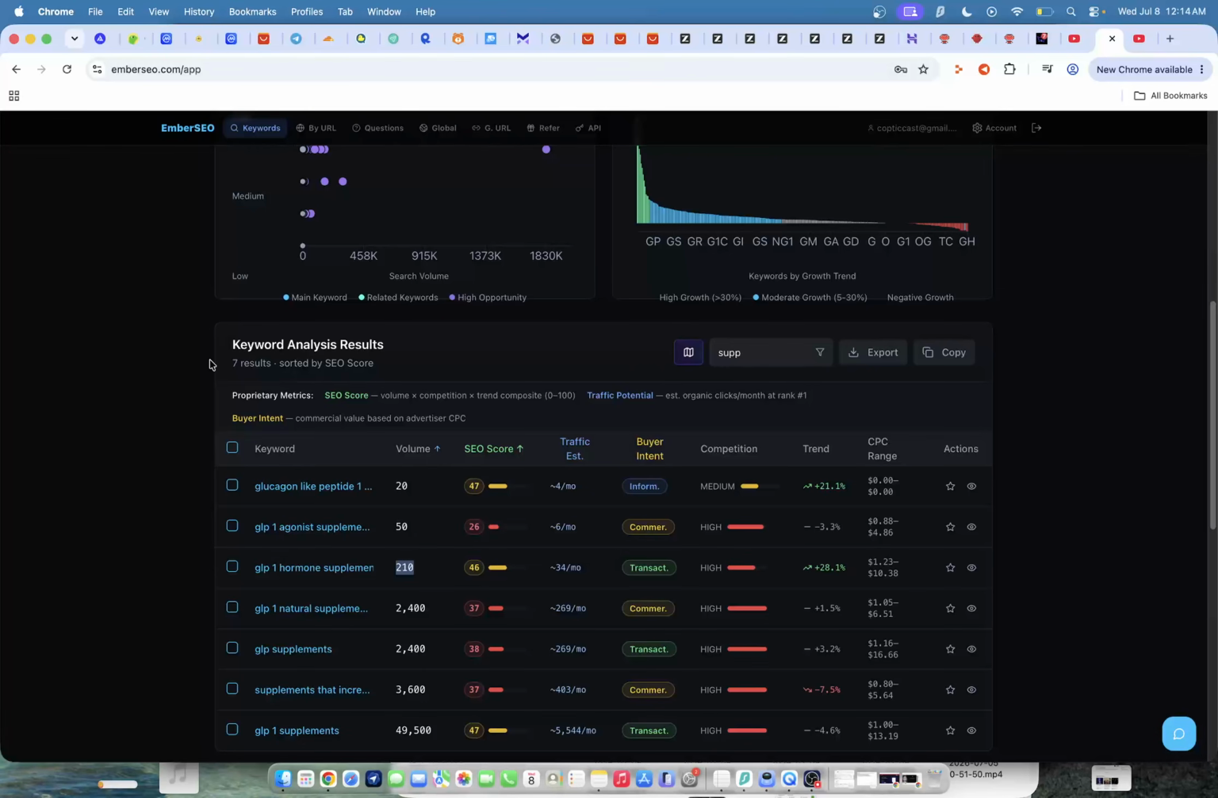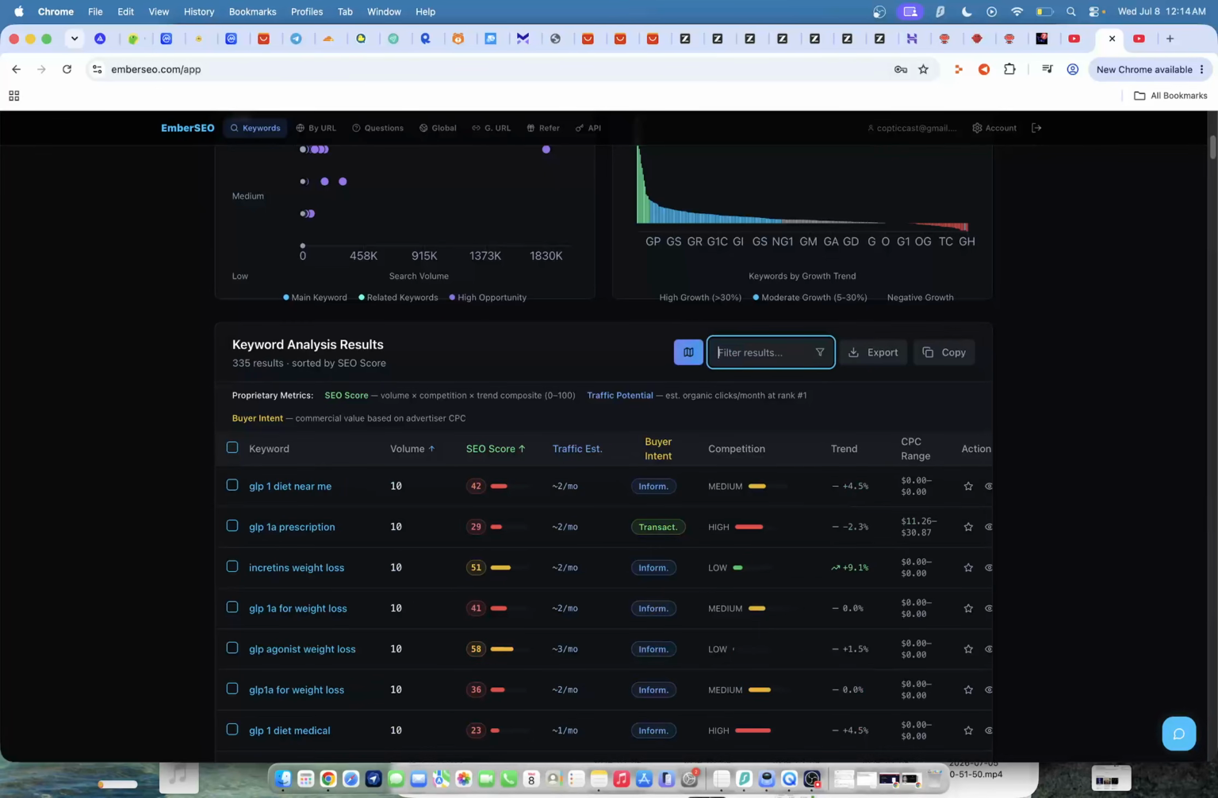I know SEMRush, for example, does directly pull data from Google. Ahrefs also does pull data directly from Google. So if you currently use those tools, good on you. The only problem is they cost well over like $100 per month. This is the only tool that actually is affordable, $9.99 per month.